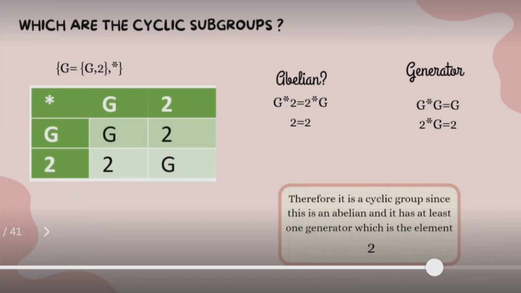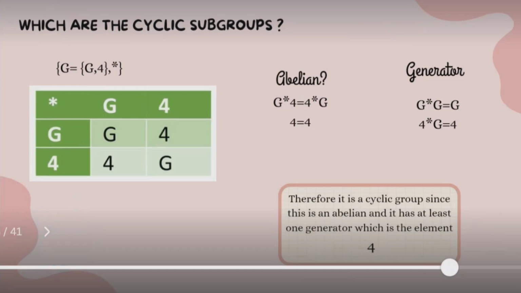Next is a set of G with an element of G2. So as you can see, this is abelian. Since the first condition satisfies, we will check if the second also satisfies. So let's check the generator. G star G is 2, rather, and 2 star G is 2. So since both conditions satisfy, therefore, it is cyclic because it has at least one generator, which is 2, and it is also an abelian.